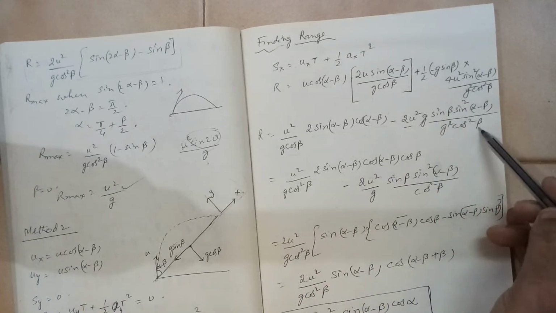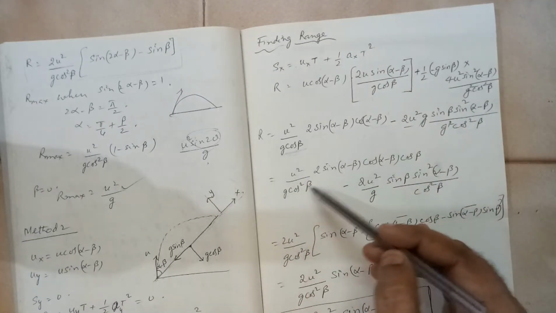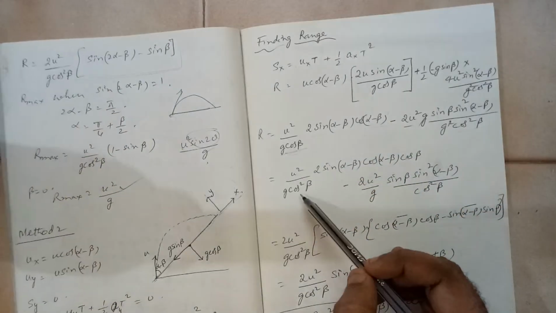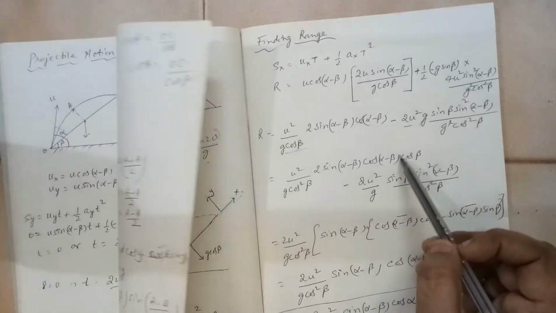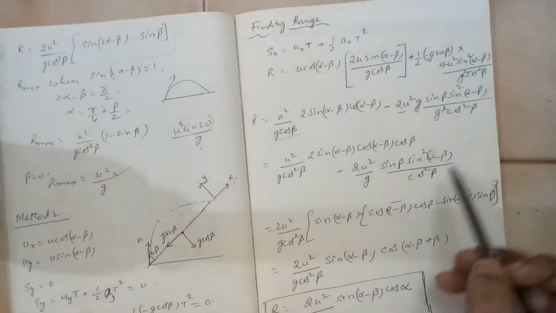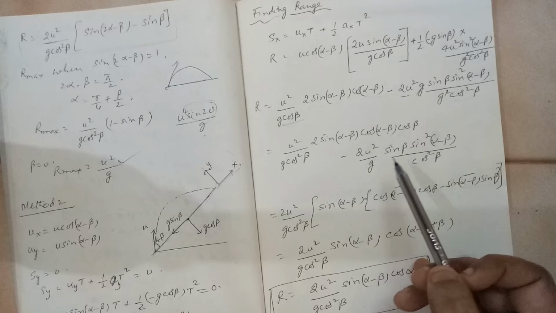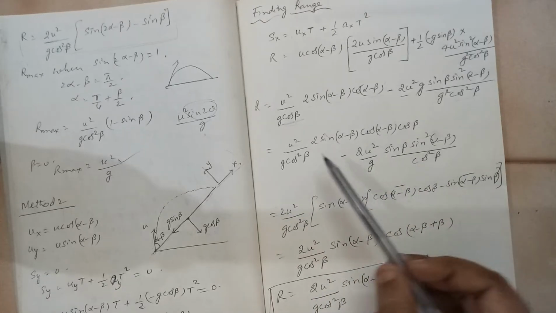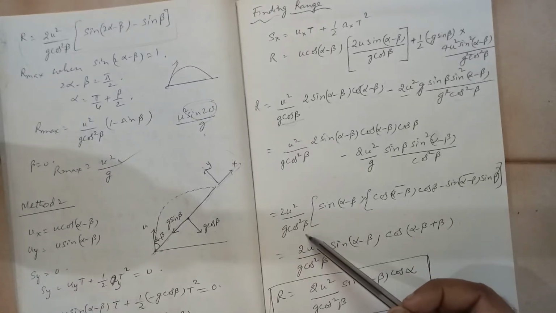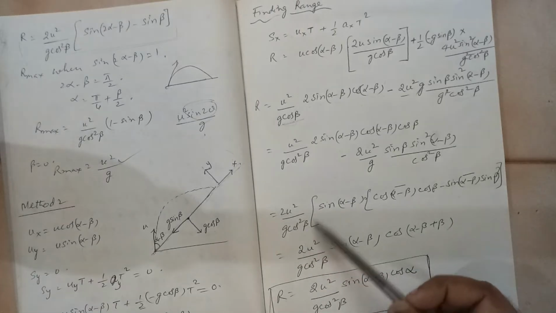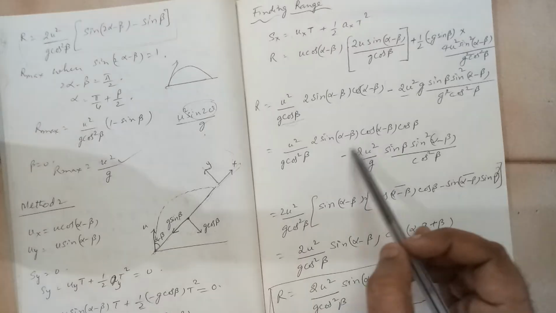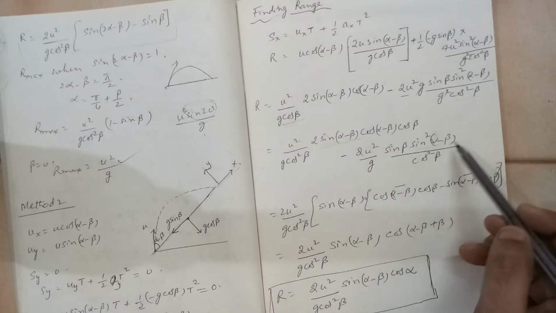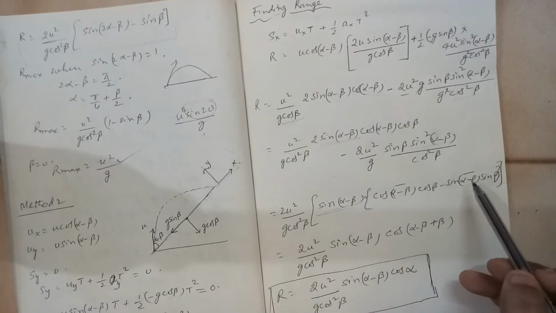See, in this term there is a cos square term, there is a cos term here. So the first term you have to multiply numerator and denominator by cos beta to make it the same. So here one more cos beta term will be added. Now you have to take the common terms. So what are the common terms here? The common terms here are 2u square g cos square beta divided by g cos square beta. Then open the bracket. You see here there is one sin alpha minus beta, and there is a sin square alpha minus beta. You take sin of alpha minus beta common.